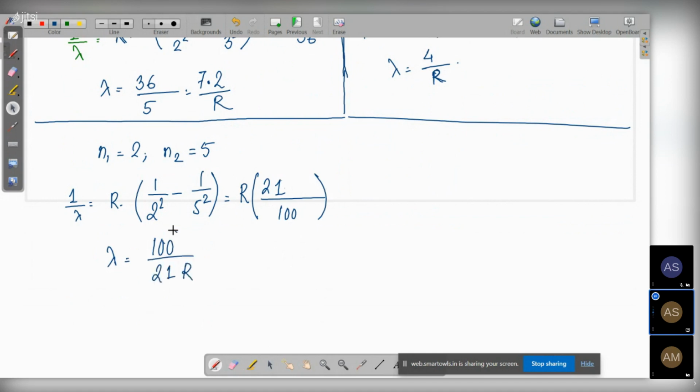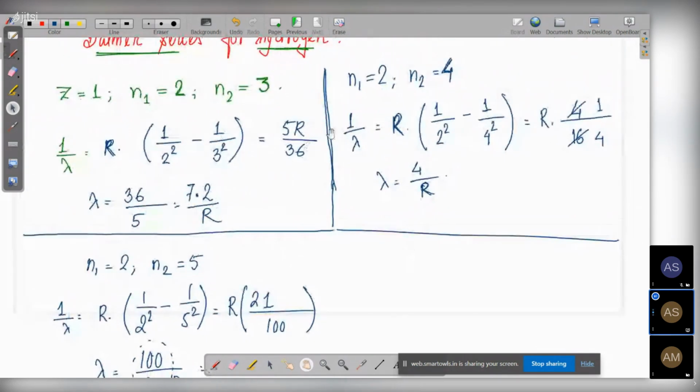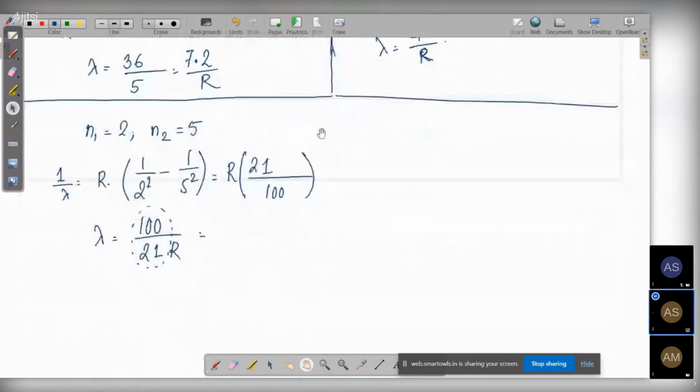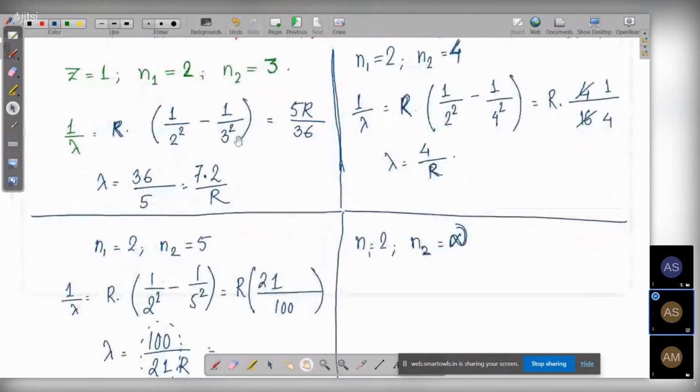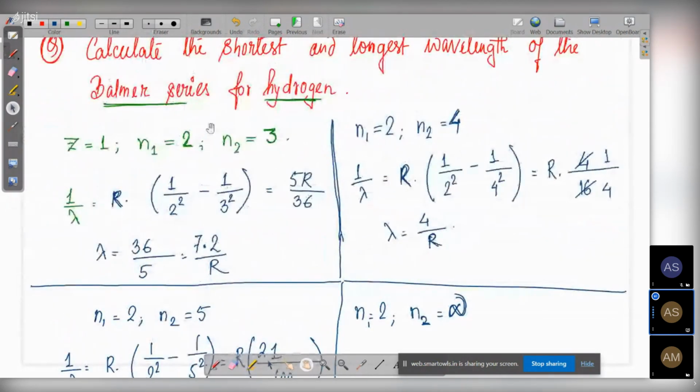That means this 100 by 21 is going to be even smaller. As you can see over here, this value gradually goes on becoming smaller as we move to different transitions. So that's why the shortest wavelength will be for n1 equal to 2, n2 equal to infinity. N2 equal to infinity is giving us the shortest wavelength, and the longest wavelength is going to be n1 equal to 2 and n2 equal to 3.